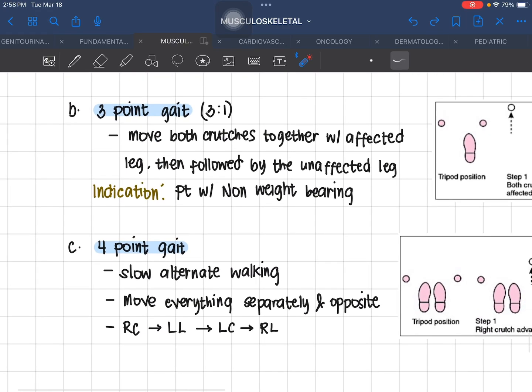And then B, 3-point gait. Ang tatandaan natin dito, 3:1. So, gagawin dito, yung dalawang crutches mo, igagalaw mo siya, yun yung i-advance mo along with the affected leg. Then, saka may susunod yung good leg mo.